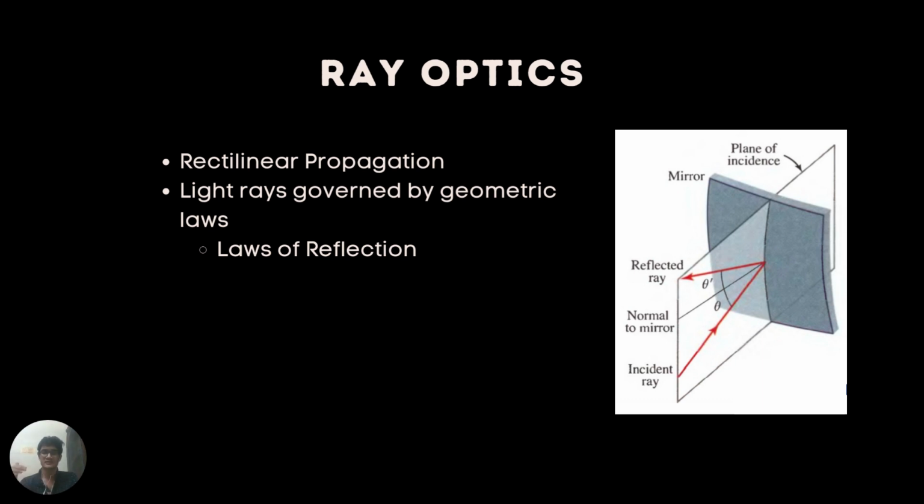Once this law was stated, the second thing that follows from this is the plane of incidence. That is, the incident ray, the reflected ray, and the normal at the surface of incidence lie in the same plane. As you can see, both of these laws are explained in the figure attached.